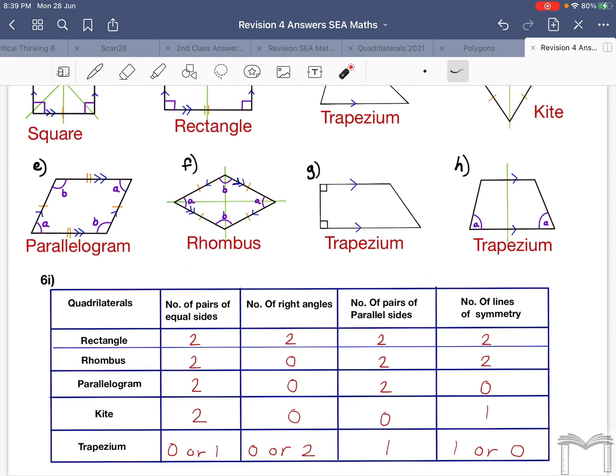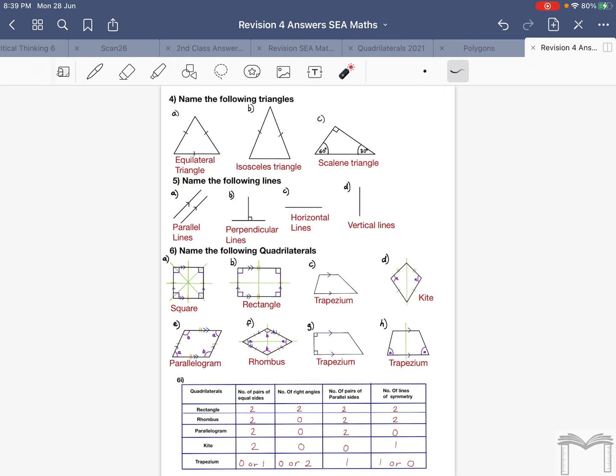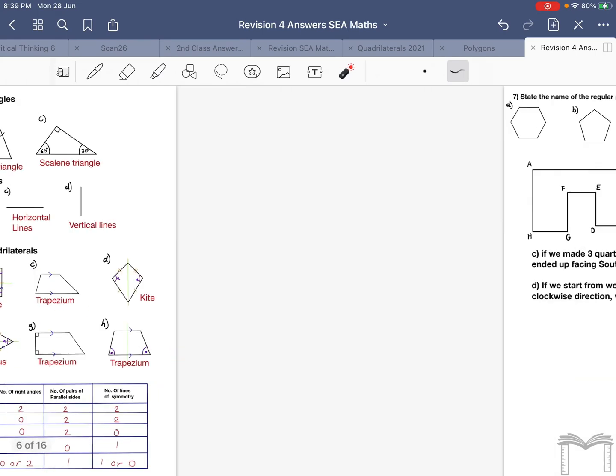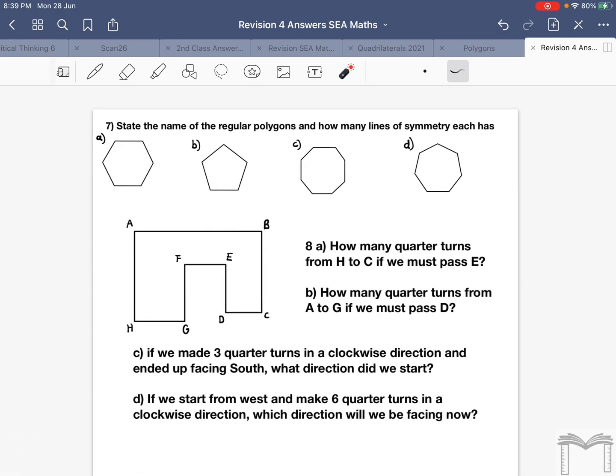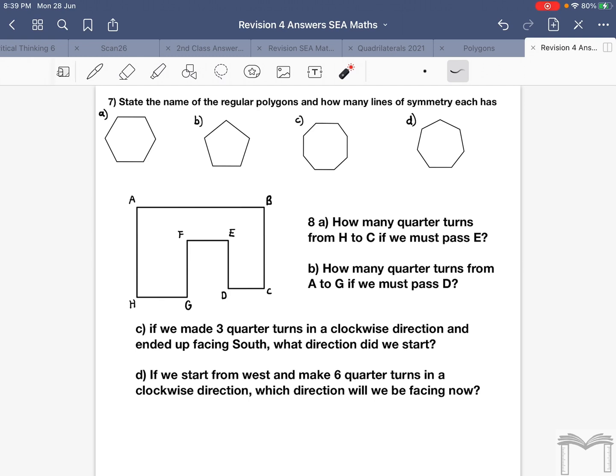So all of these numbers here were spoken about in describing the quadrilaterals. So you can pause the video and check over the answers. Number 7. So we are going to name the polygons, and then we have some quarter turn questions. So at this point you can pause the video and try the questions.